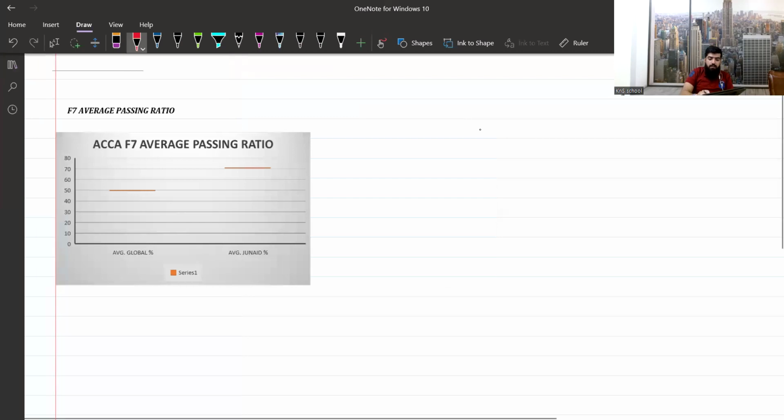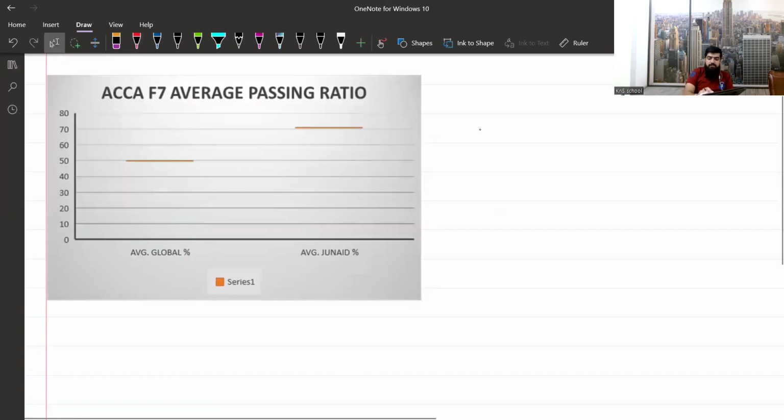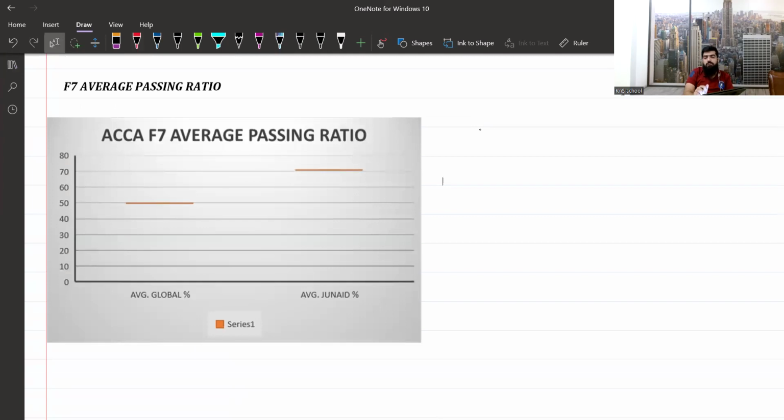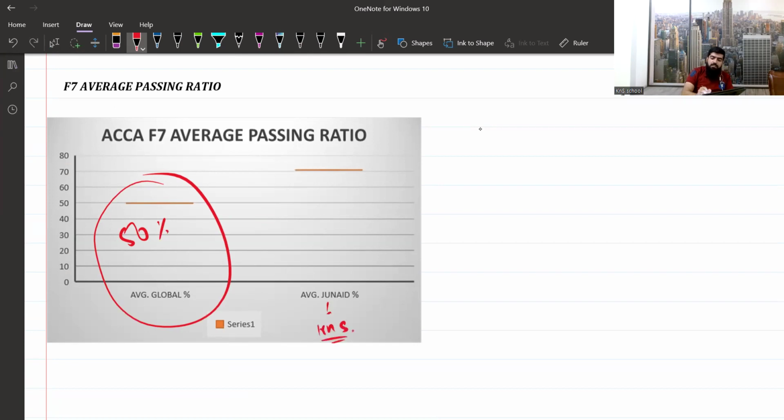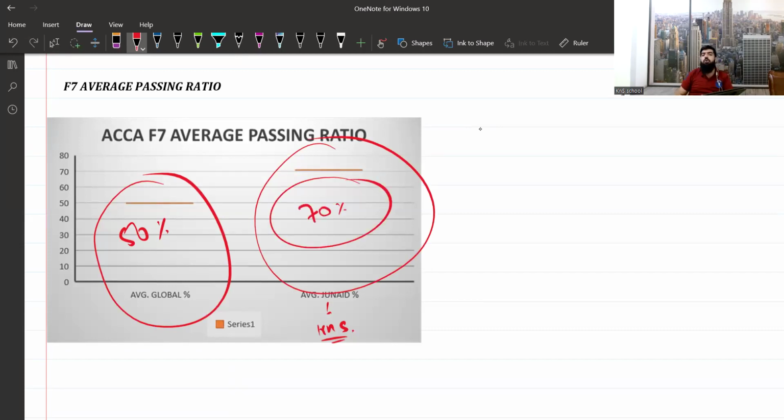Let's move on to the passing ratio of the F7 financial reporting paper. The average global passing ratio is around 50%. It means the ACCA average global passing ratio is approximately 50%. But Alhamdulillah, if I talk about our institute, KNS, the passing ratio is more than the global passing ratio, which is around 70%.